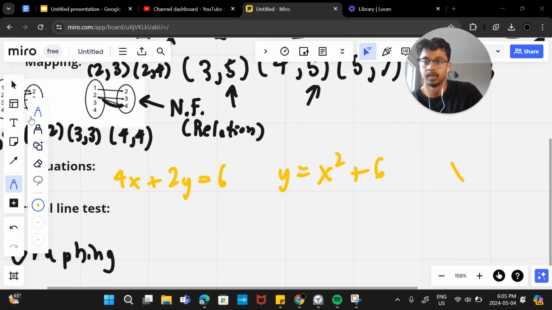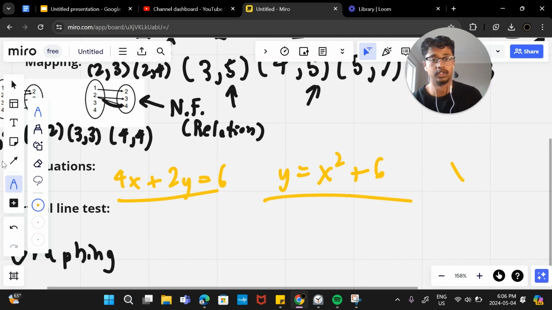So here are some examples, and I just want to show the difference in equations between functions and relations. Here are some that are functions. You're probably familiar with this, a linear function, which you learn at the beginning of high school. Here's a quadratic, so you're familiar with that as well.